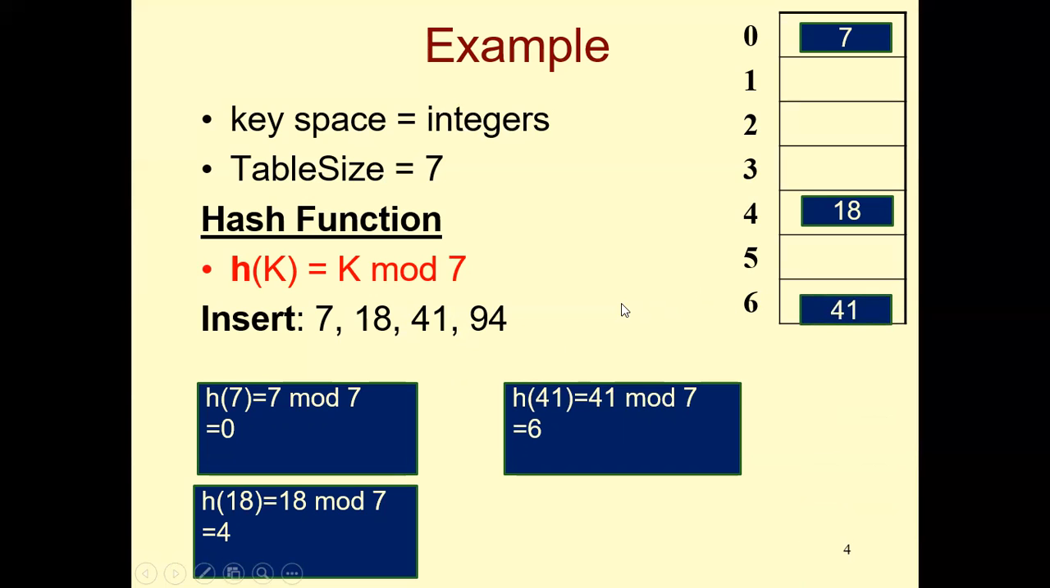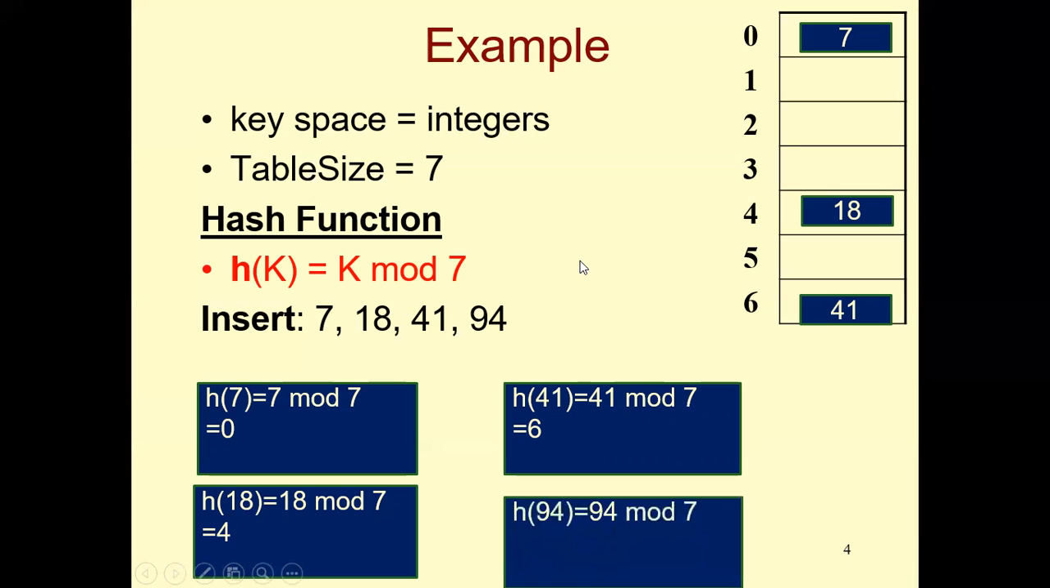Now the next number that we have is 94. Again, we apply the same procedure. We say 94 mod 7. All you need to find out is how many times 7 can go into 94. You just divide 94 by 7. That's 13 times. And the remainder when it goes in 13 times is 3. So therefore 94 will go to index 3.